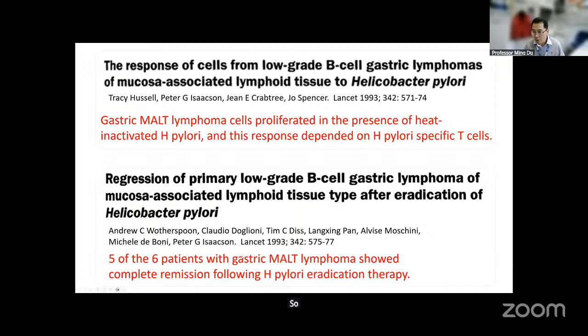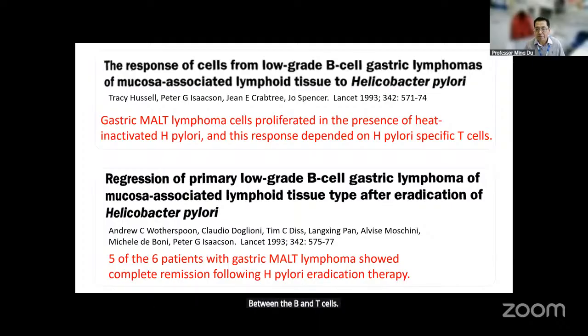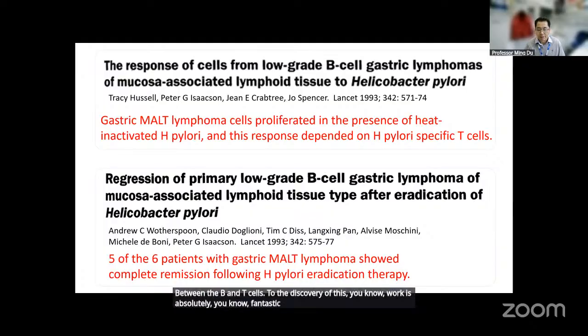So this is really a seminal, exciting observation in the field, and we have to remember that at that time we had only just started using PCR and learning of the T helper cells, and also understanding the CD40 signaling between the B and T cells. So the discovery of this work is absolutely fantastic, phenomenal. Even, let's say, these days, with a lot of omic technologies, whether we can achieve the same seminal observation is really a big question.